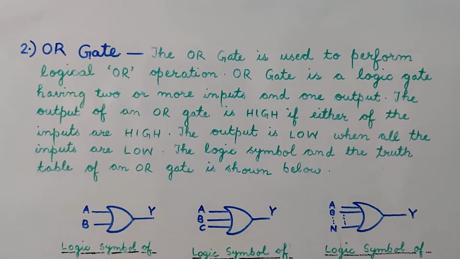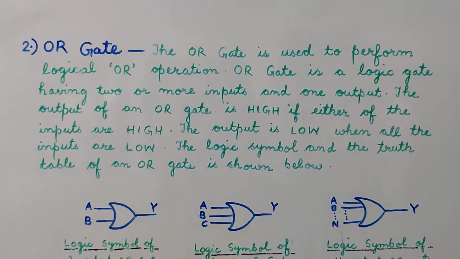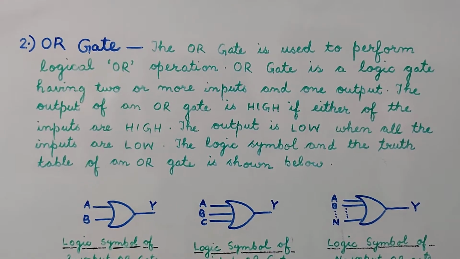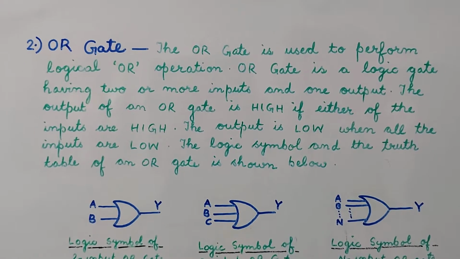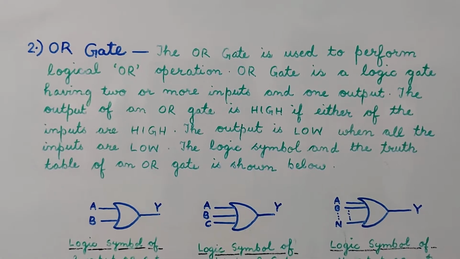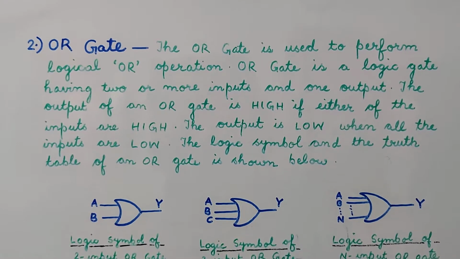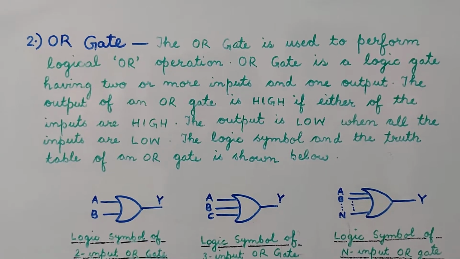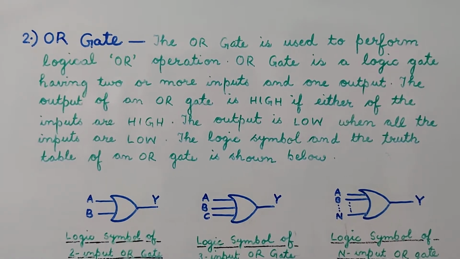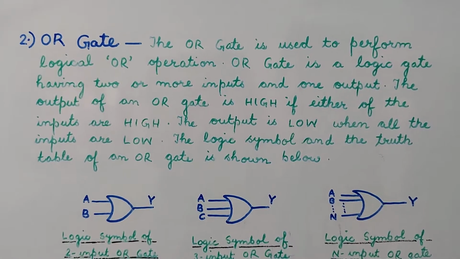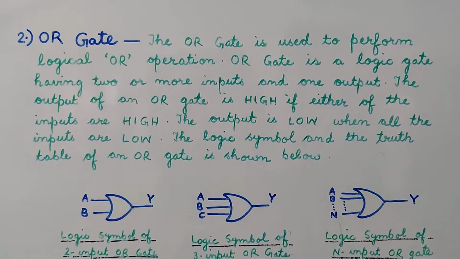We have discussed in the previous lecture that there are 7 types of logic gates. The first type is the AND gate, which we have already discussed. Today we will discuss the second type of logic gate, which is the OR gate. The OR gate has 2 or more inputs and 1 output. The OR gate is used to perform the logical OR operation.